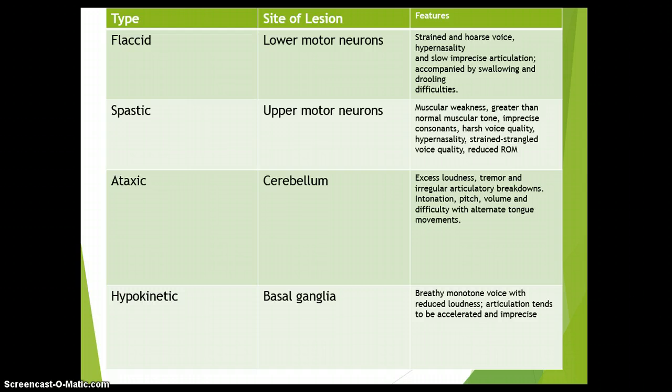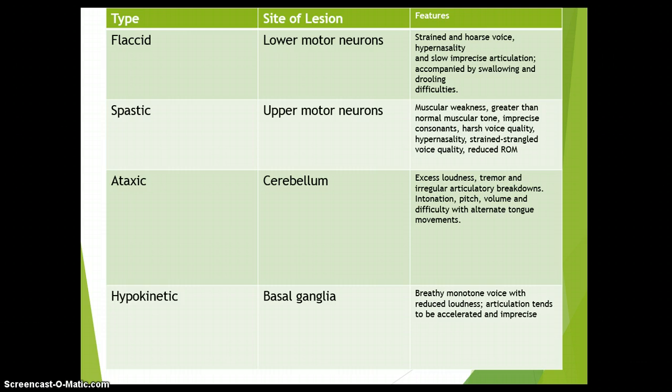The second one is spastic. The site of lesion is in the upper motor neurons. Some of its characteristics include muscle weakness, greater than normal muscular tone, imprecise consonants, harsh voice quality, hypernasality, strained, strangled voice quality, and reduced range of motion.